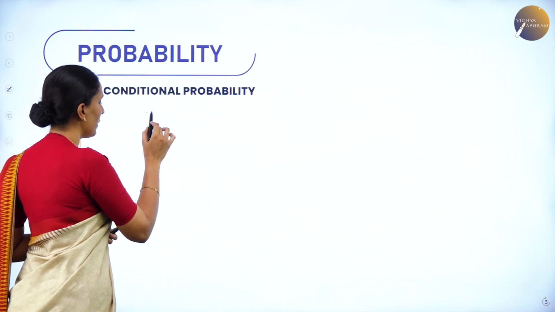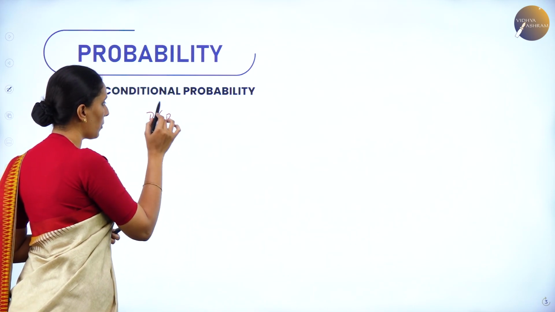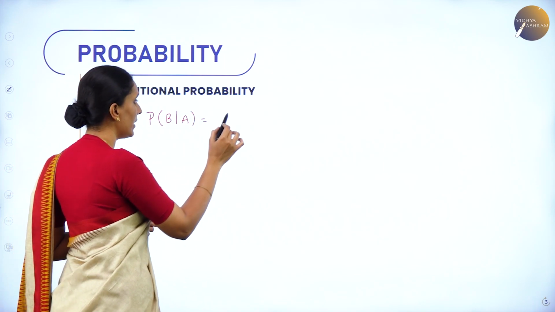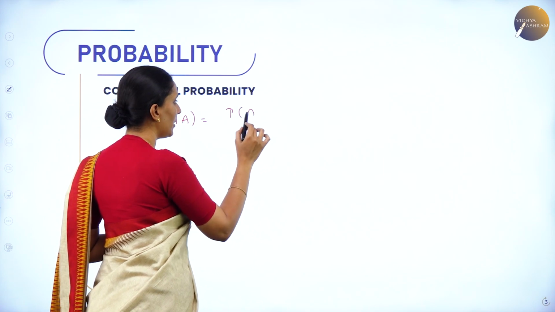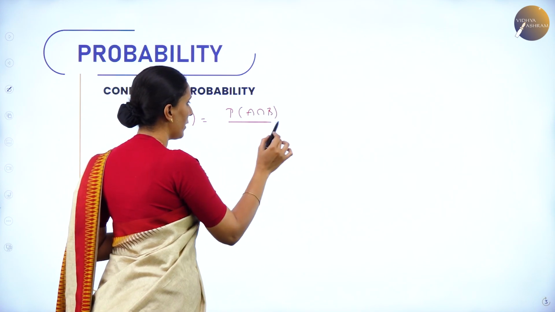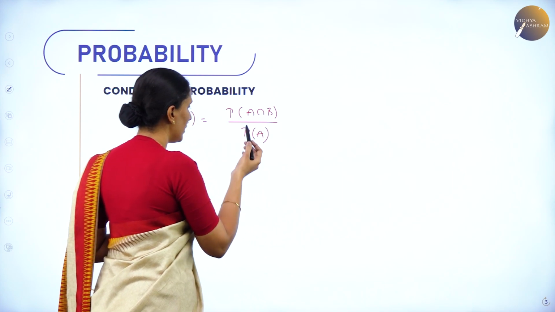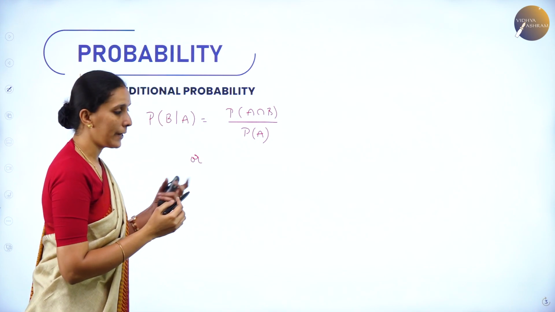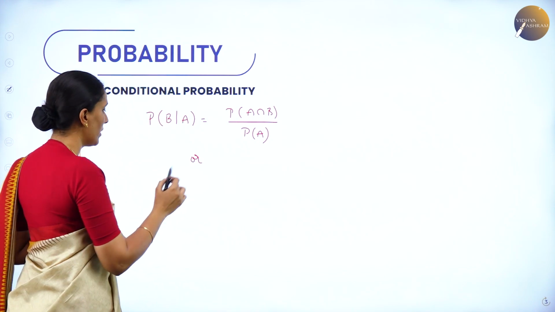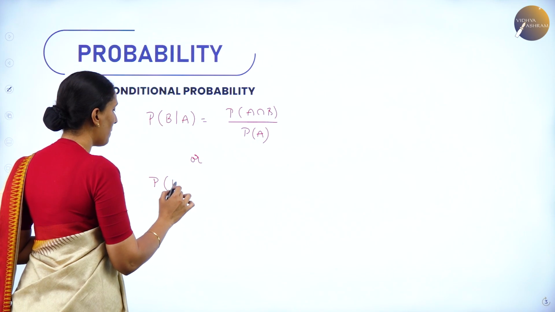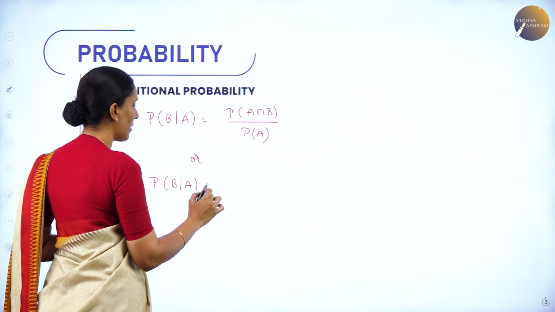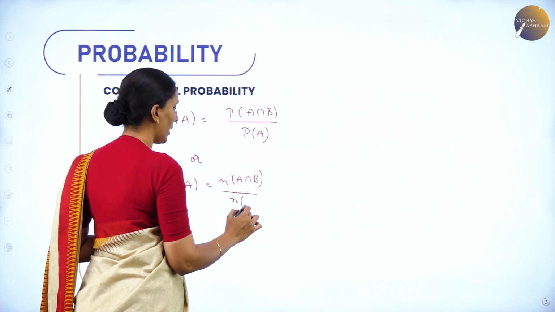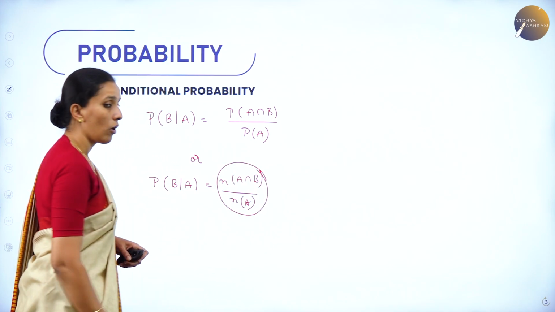In a similar way, if we have to calculate the probability of event B, given that A has already happened, then it is given by the formula probability of A intersection B divided by P of A. This can also be reduced using the number of elements inside A intersection B as well as P of A. So that is, probability of B given A can be written as N of A intersection B divided by N of A. That is, we can also use the concepts of cardinality here.